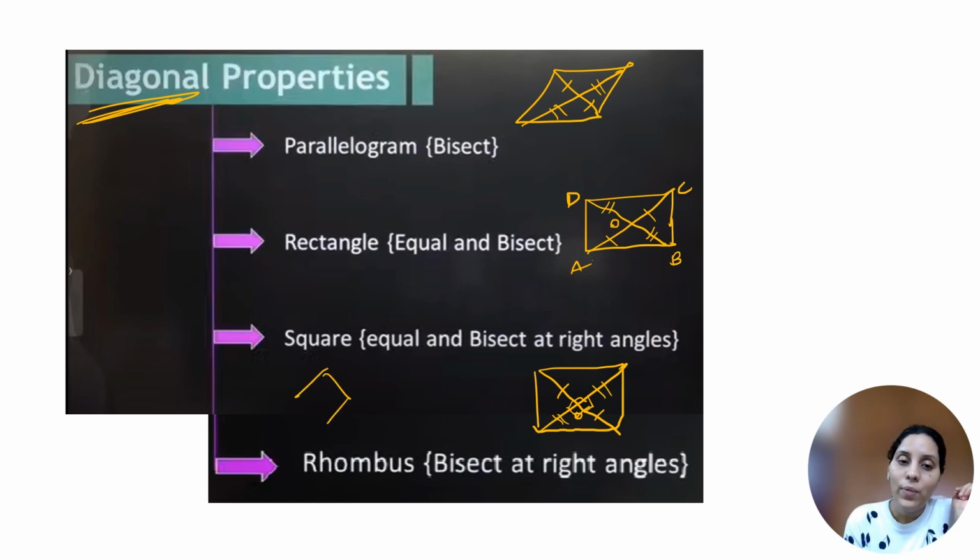Whereas in a rhombus, the diagonals bisect at right angles. They bisect as well as they are perpendicular. Bisect means this side equal to this side and this side equal to this side. So this is all about special kinds of quadrilaterals. Most of the questions you are going to have are from this or the polygons. You just have two major topics in this whole chapter. So I hope this introduction part is clear.